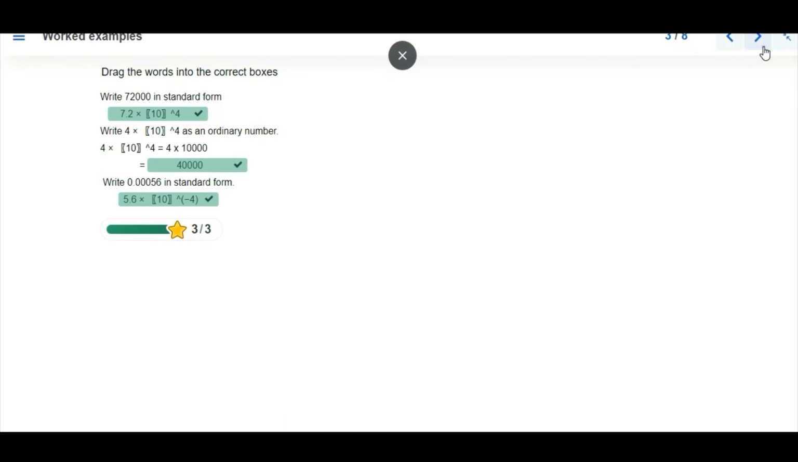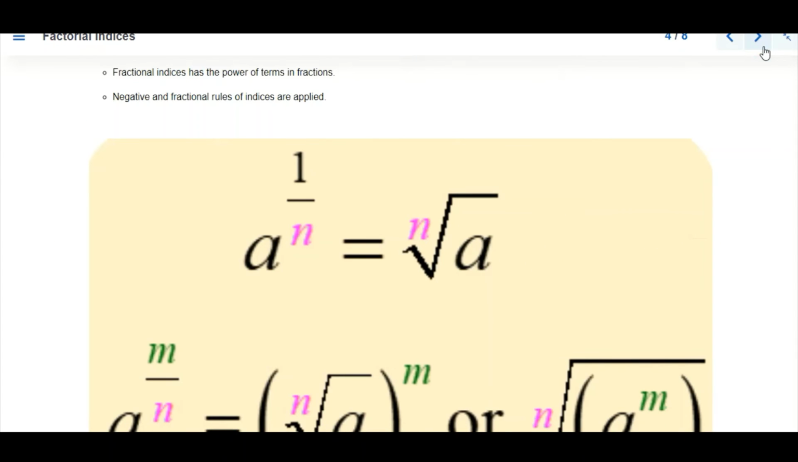That takes us to the next content we have here. This is fractional indices. When are you talking about fractional indices? This is when you have fractional indices, powers of fraction. When you have indices and we are raising it in powers, then we can refer to that as fractional indices. Negative and fractional rules of indices are applied. So whenever the index number is in fraction, we make use of the fractional rule. Now let's look at the rules that we have here.